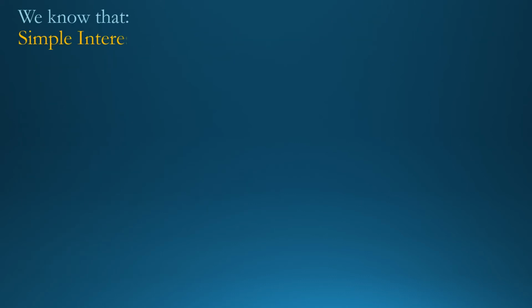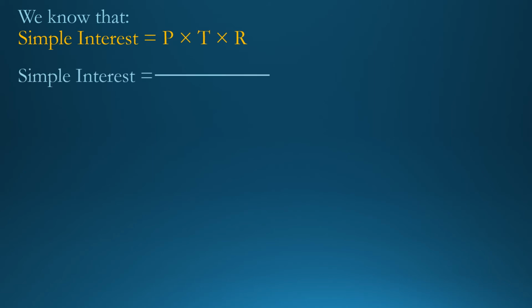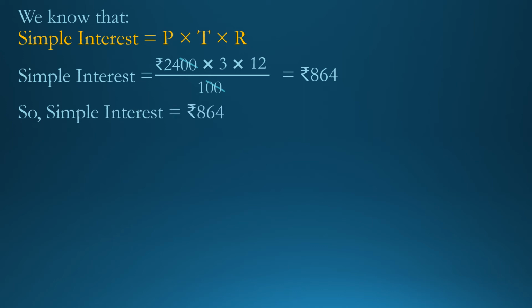We know that simple interest is equal to principal multiplied by time multiplied by rate of interest. Now put the value. Principal is equal to rupees 2,400, so write down rupees 2,400. Then write the multiplication sign as it is. Time is equal to 3 years, so write down 3. Again write the multiplication sign as it is. And rate of interest is equal to 12/100, so write down 12/100. Now simplify. Cut 20 by 20. Now it cannot be further divisible. So do the multiplication. We get rupees 864. So simple interest is equal to rupees 864.